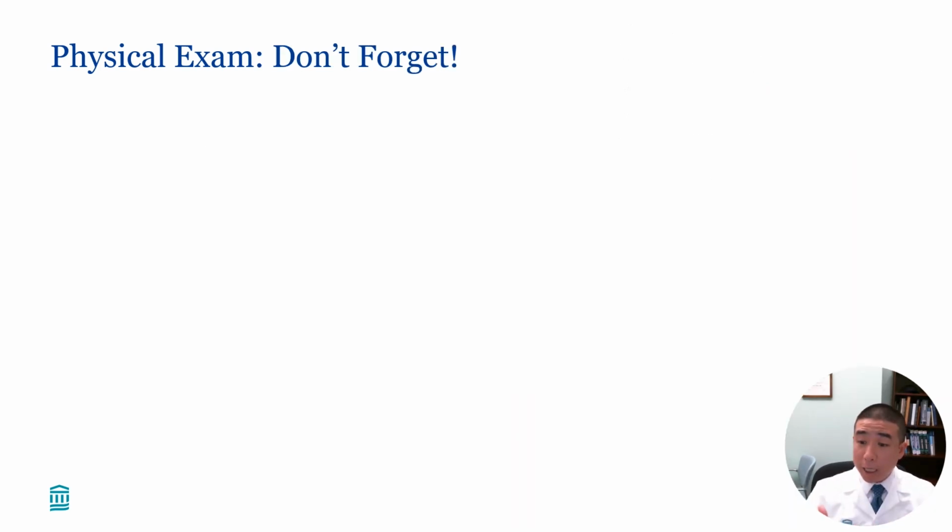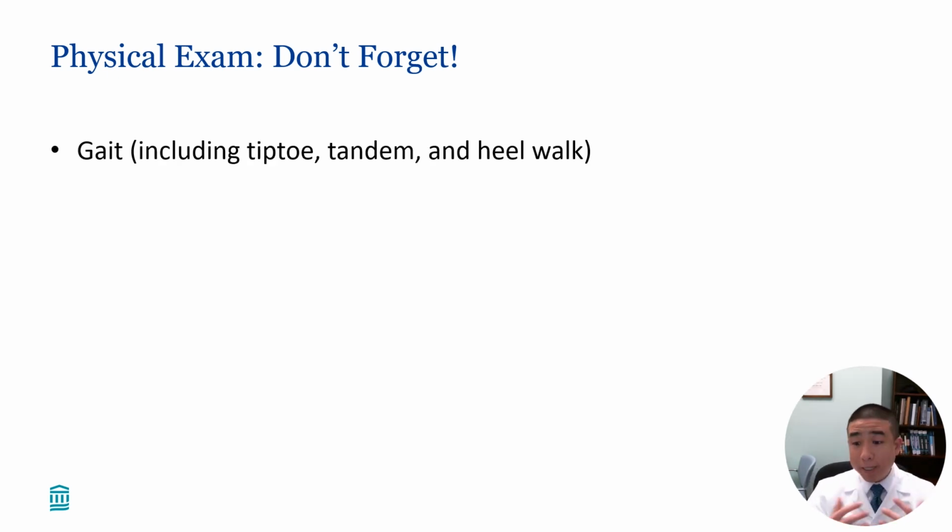Other key points that you don't want to miss on the physical exam include gait testing. You can tiptoe walk, tandem walk, heel walk. These are all really helpful, particularly for picking up subtle weaknesses. For instance, a subtle plantar flexion weakness that is rarely picked up on actual bedside testing, but if you have them do a tiptoe walk, you will see it very clearly.